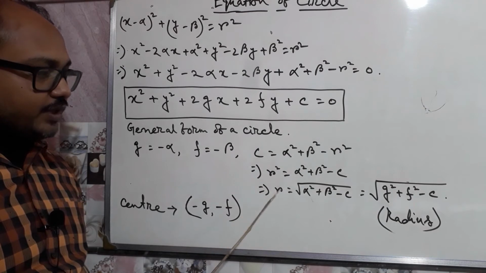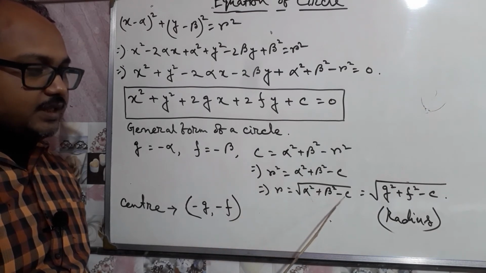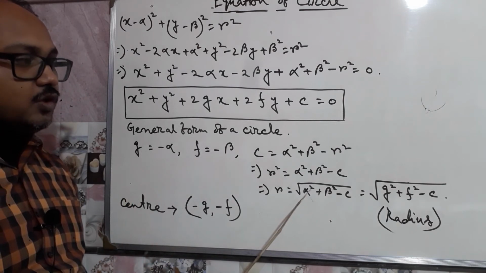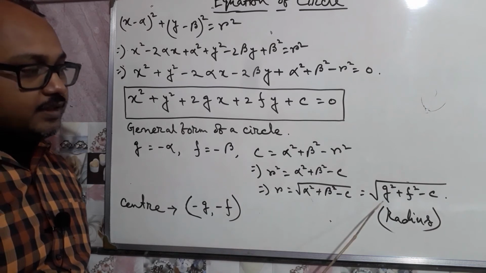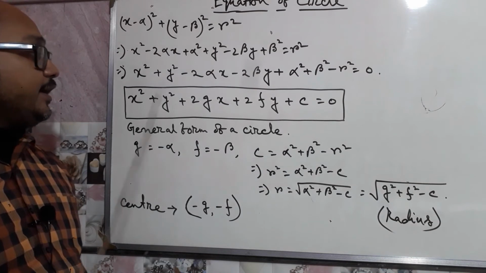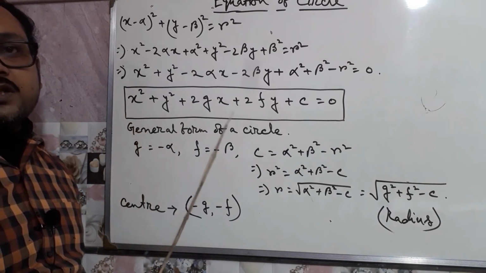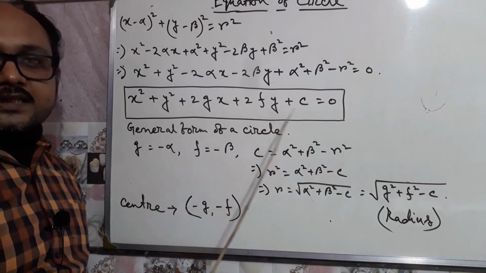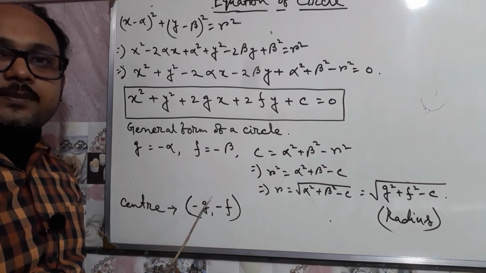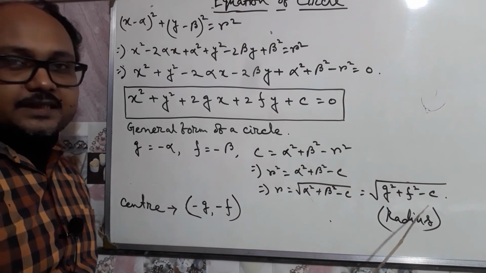By calculation we can find r equals root over alpha square plus beta square minus c, with alpha equal to minus g and beta equal to minus f. Putting these two values, the radius will be root over g square plus f square minus c. So, ultimately, if the equation of a circle is given in the form x square plus y square plus 2gx plus 2fy plus c equal to 0, then the center is at the point (minus g, minus f) and the radius will be root over of g square plus f square minus c.